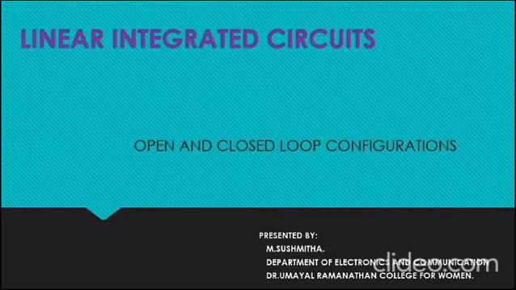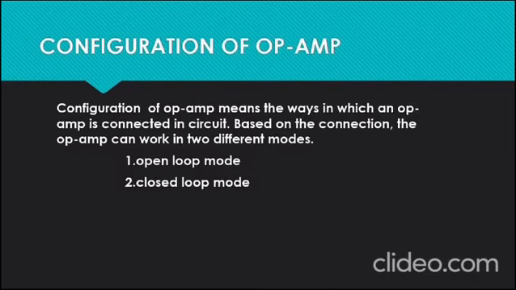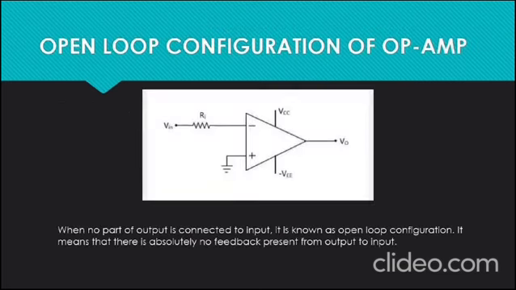Now we are going to talk about the topic of open and closed loop configurations of op-amp. Configuration of op-amp means the ways in which an op-amp is connected in circuit. Based on the connection, the op-amp can work in two different modes. First one is open loop mode, second one is closed loop mode. First one is open loop configuration of op-amp.